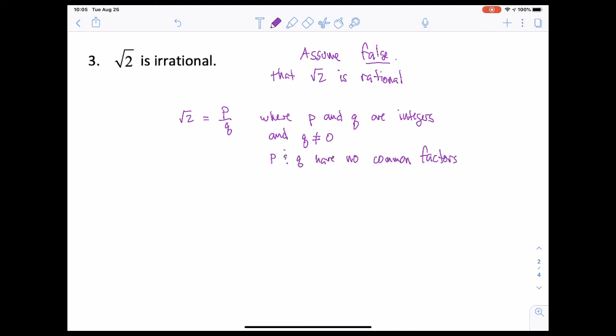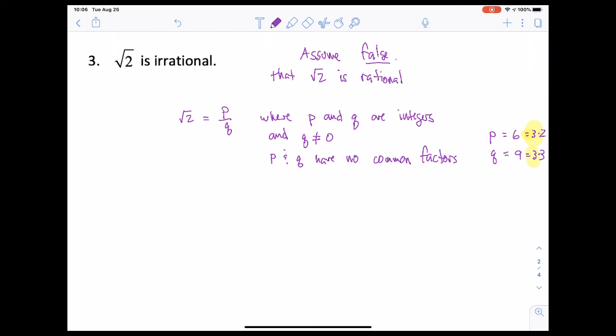So the idea behind this one is that p and q could not be 6 and 9, for example, because 6 is 3 times 2, and 9 is 3 times 3, and those two numbers have a common factor of 3. So we could not use this as an example. So p and q can't have any common factors. Here's how the proof works.